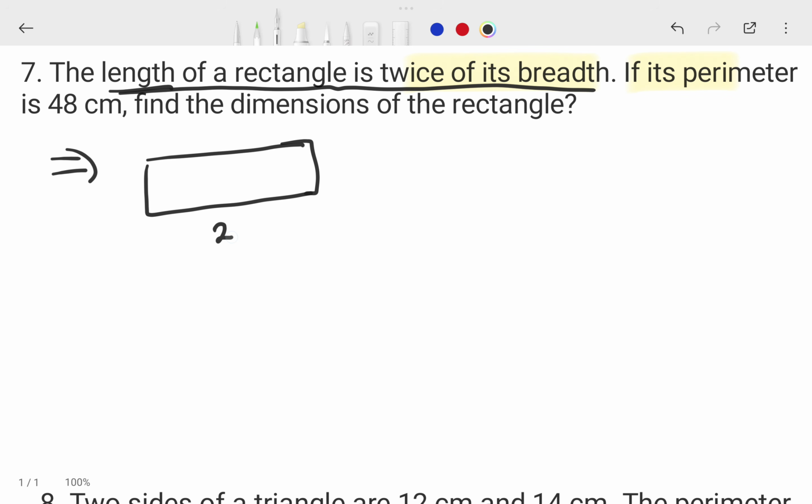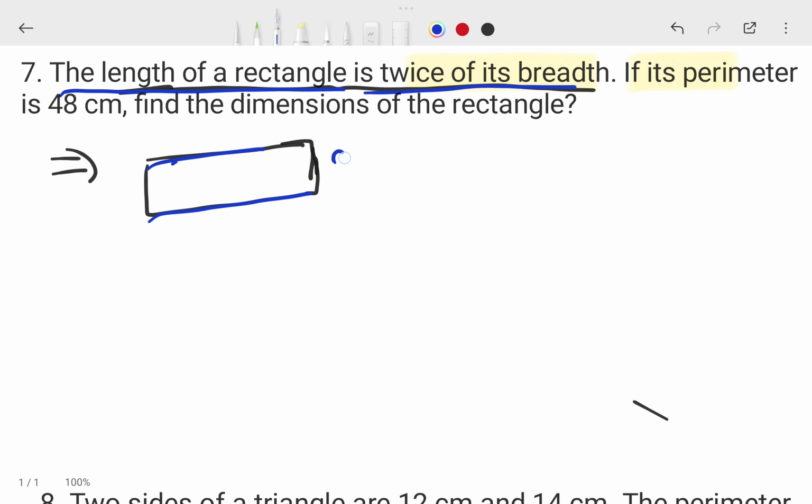Let's suppose this is the length. The length of a rectangle is twice the breadth. It means if the breadth is 4, the length is more. Let me clear it up. This question simply says the length of a rectangle is twice the breadth, so it is more than the breadth. Let's suppose the breadth is 2 centimeters, then the length will be 4 centimeters.